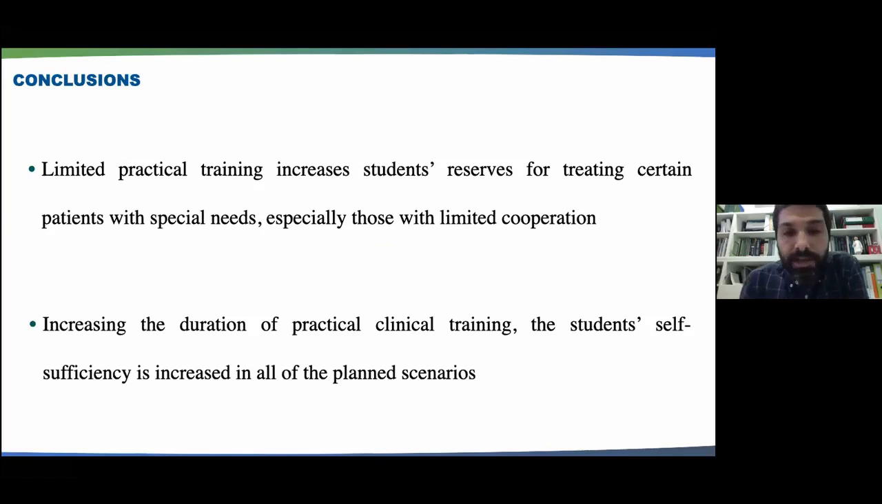And taking together all the results, because it's a relatively large questionnaire, we can conclude that limited practical training increases student reserves for treating certain patients with special needs, especially those with limited cooperation. And increasing the duration of the practical clinical training, the student self-sufficiency is increased in all of the planned scenarios.